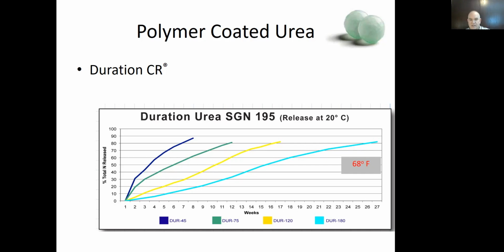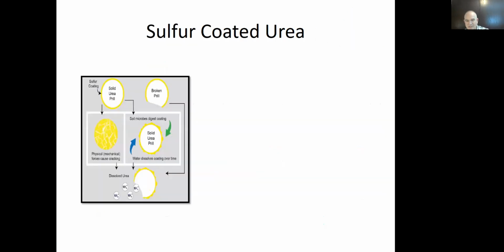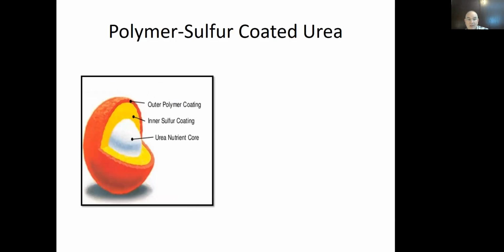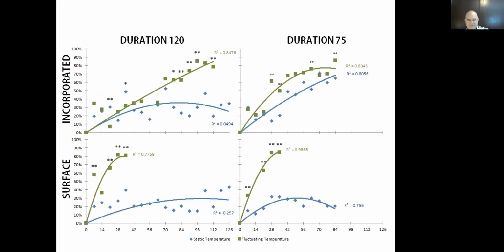Here's some data that the company collected. When the temperature is static, like in a laboratory where this test was done, those are the kind of release rates you get. You get similar things if you buried it in the soil, but I'm going to show you some interesting data. First, though, let's talk about sulfur-coated urea, similar to polymer-coated urea. I'll show you some data on this too. And then we get polymer sulfur-coated urea, which is both coatings.